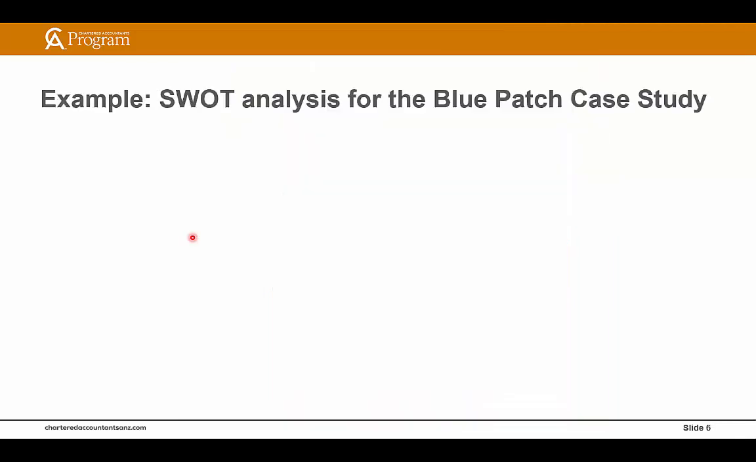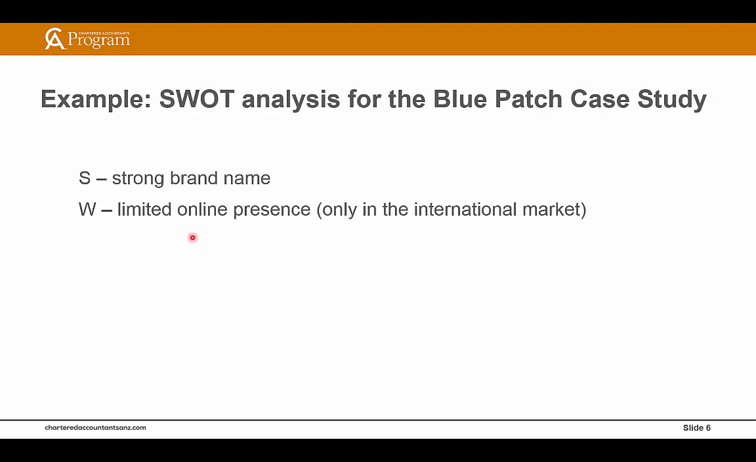The case study used for Virtual Classroom 1 is called Blue Patch, and this slide will provide examples identified for each element of the SWOT analysis for Blue Patch. The brand name, which for Blue Patch is a strength, and the limited online presence, which is a weakness, are both internal issues that Blue Patch can influence.